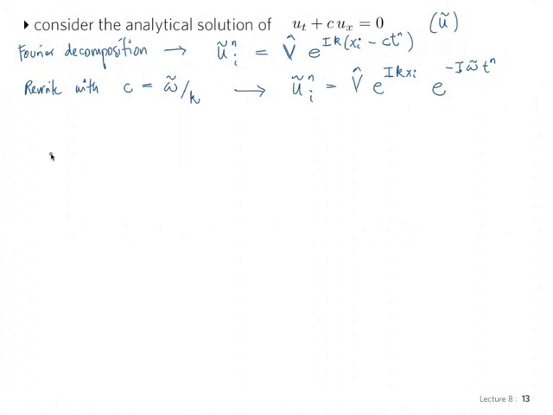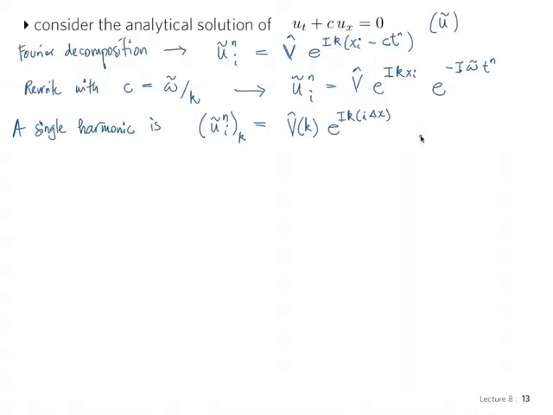and t_n. So a single harmonic is, again, like we did before, similar to the von Neumann analysis, we specify just one value of k, and we write v of k and e^(I k x_i), we write x_i as i delta x, and e^(-I omega tilde t_n), and we write the time as n delta t.